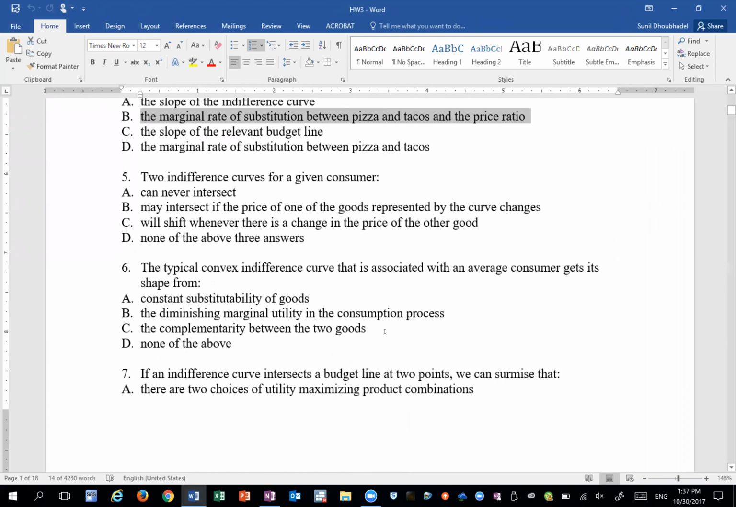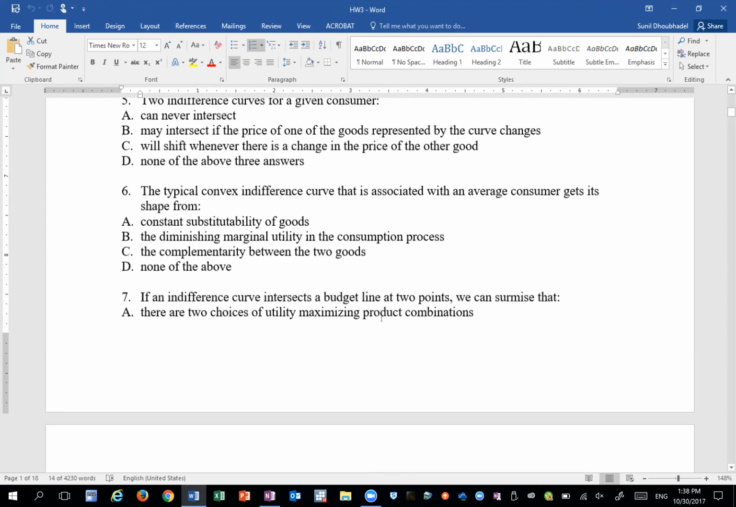The typical convex indifference curve that is associated with an average consumer gets its shape from constant substitutability of goods, the diminishing marginal utility in consumption process, the complementarity between the two goods, or none of the above. And the answer is? The answer is the diminishing marginal utility in consumption process.